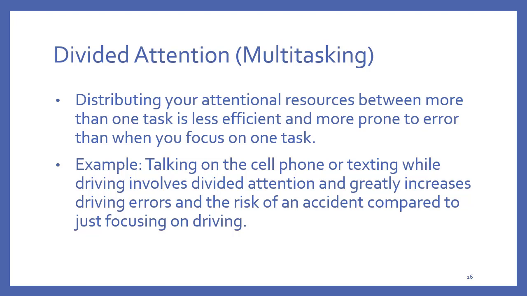So the example that the text provides is that when you're talking on the phone or texting while driving, that's divided attention or switch tasking. You can't do either very effectively, and all of a sudden you aren't able to focus on the road, or you're ignoring the person on the phone or whatever.